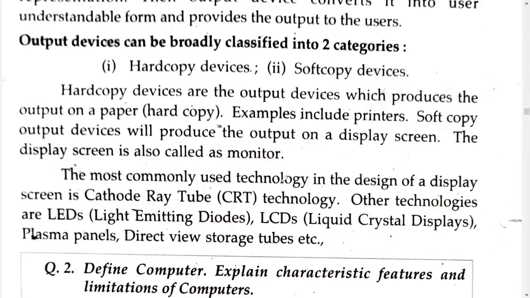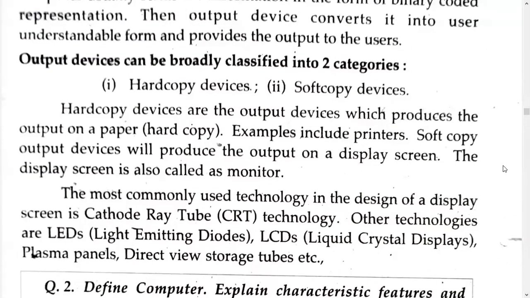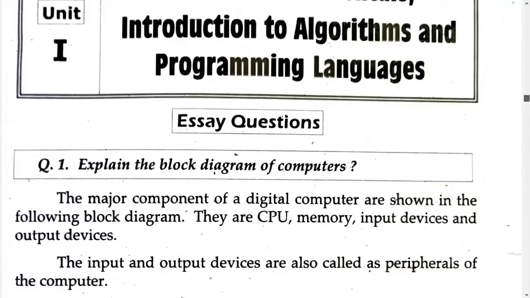We have monitors that are cathode ray tube, like the old TVs. Okay. LCD, liquid crystal displays, plasma panels, direct view storage tubes. However, the most important things in output devices are CRT, LCD, light emitting diodes, plasma panels, and OLED screens. You can write these down.